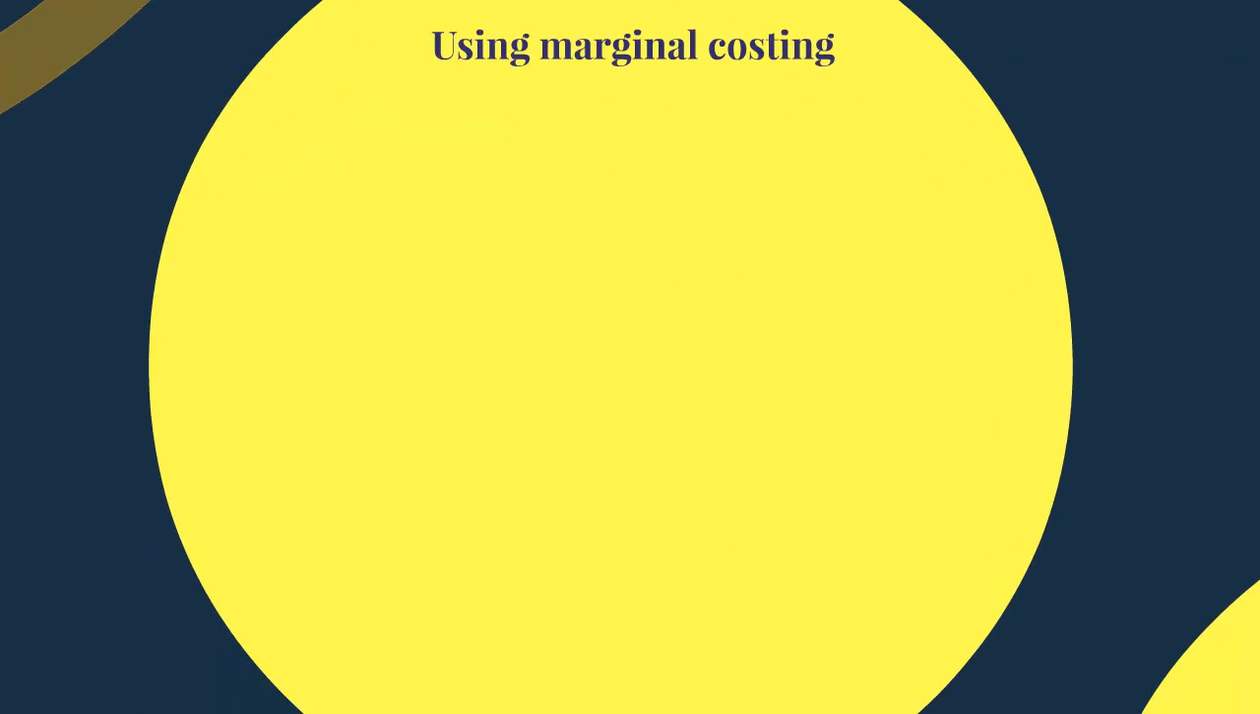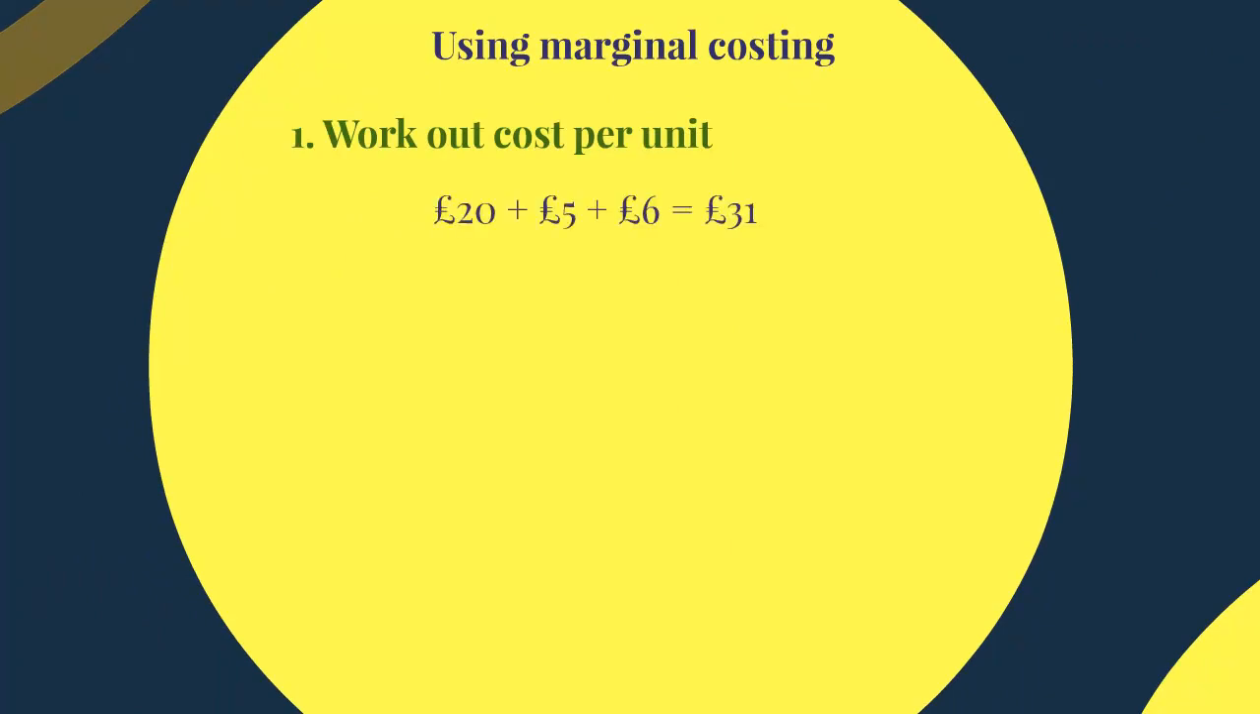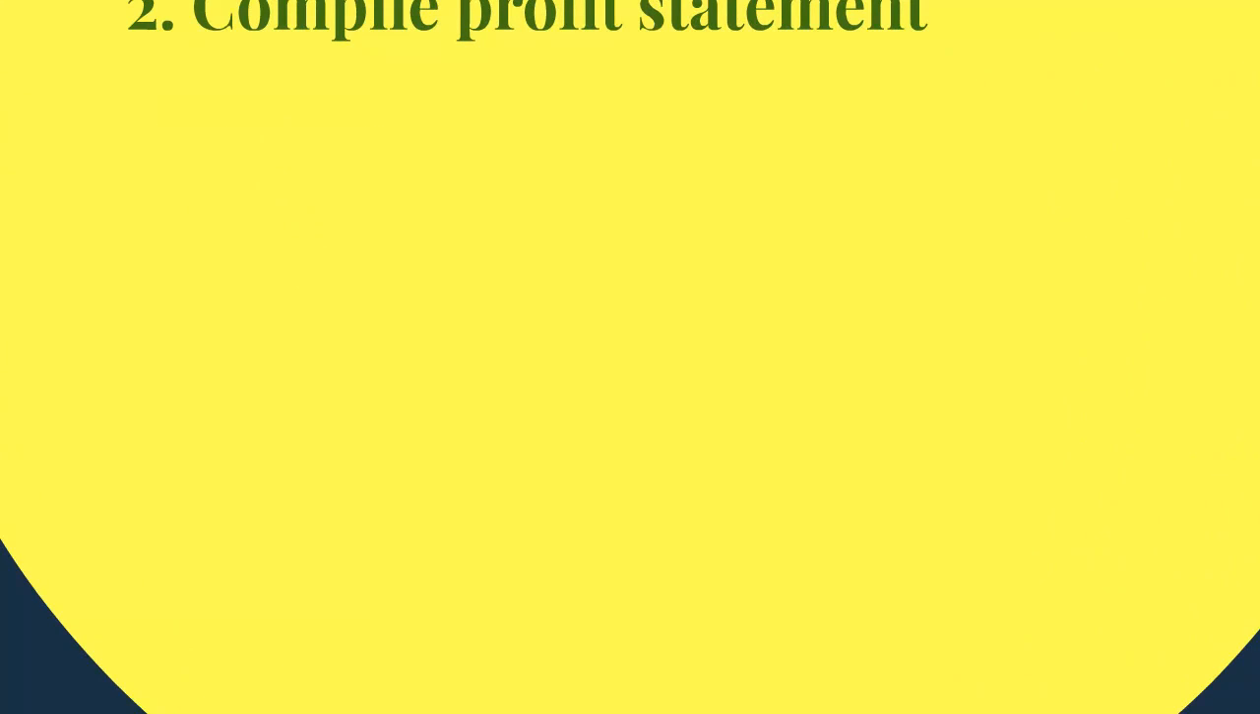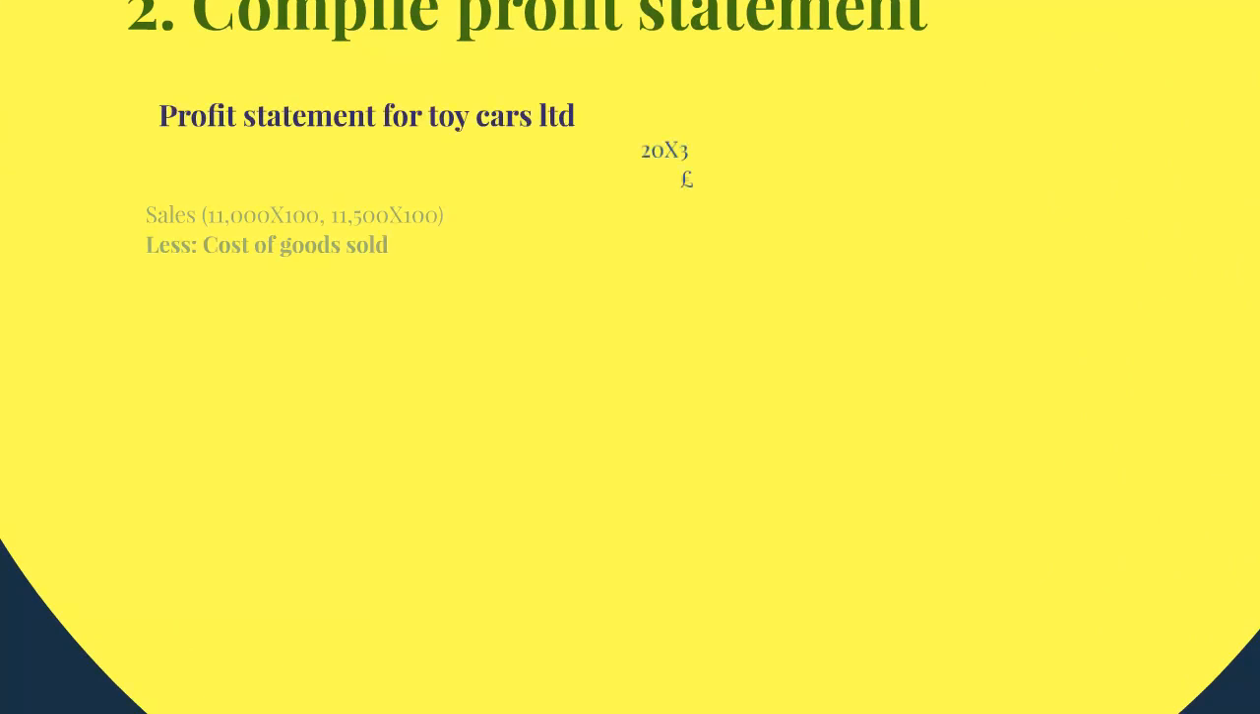So let's use marginal costing first. Now, first step is to work out the cost per unit. We know that to be £31, the 20 plus the 5 plus the 6 from the direct materials, direct wages and variable production cost for each unit. And now we can compile the profit statement based on that.